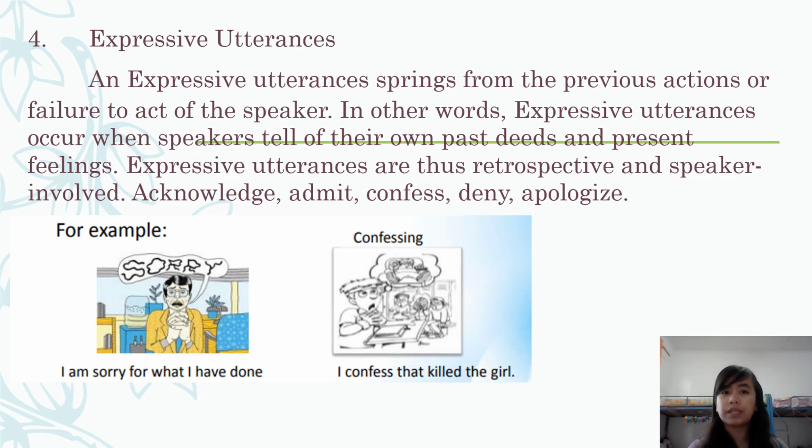And we come to expressive utterances. Expressive utterances spring from the previous action or failure to act of the speaker. Expressive utterances are thus retrospective and speaker-involved, like acknowledge, admit, confess, deny, apologize. For example, I'm sorry for what I have done. We use it to say sorry to someone or to confess to someone else.